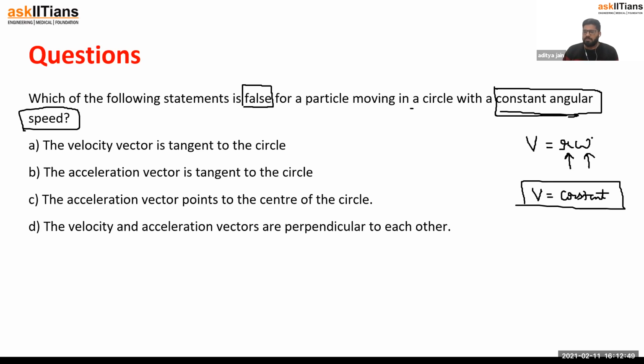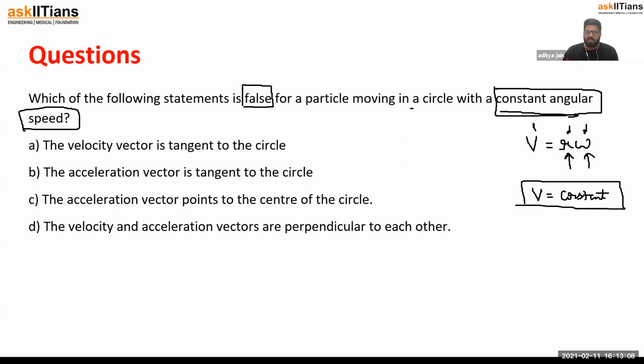That if angular speed omega is constant, and for a particle moving in a circle, radius is constant for a particular circular path. So if r is constant and omega is constant, can I say this v will also be constant? Because it is the multiplication of r and omega itself. This linear speed is also constant.